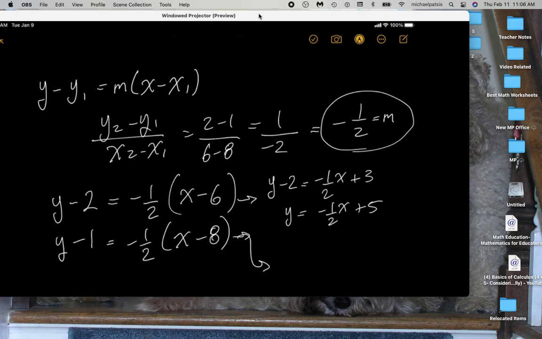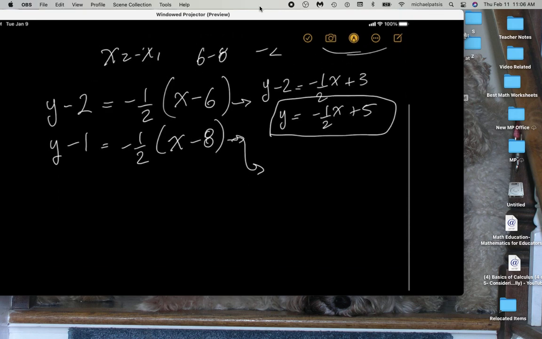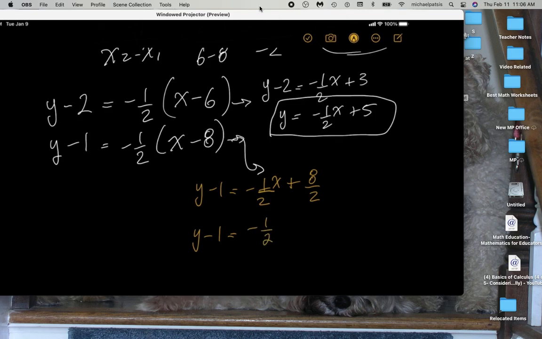Now let's solve this one for y. Down here, I'll do it in a different color. So here, we're going to have y minus 1 equals negative 1/2 x plus 8 over 2. Y minus 1 equals negative 1/2 x plus 4. We're going to add 1 to both sides. We're going to get y equals negative 1/2 x plus 5.